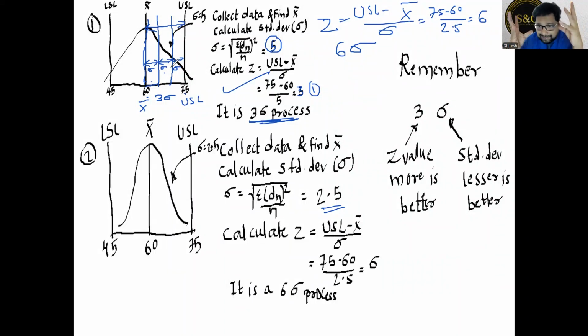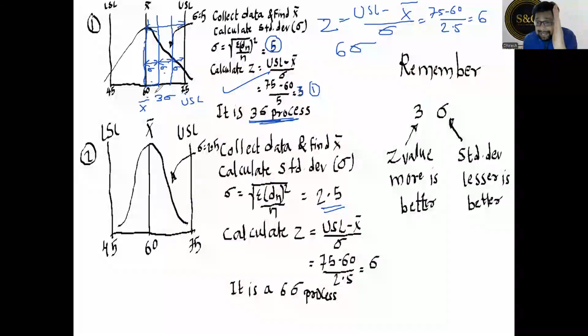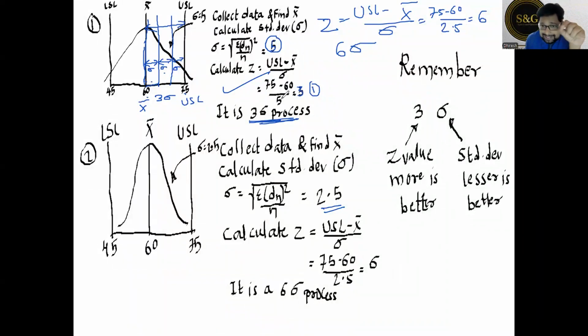It's called a bulb-on moment, when the light in the brain turns on. Bulb-on. Okay. Now, similarly, look at this. Now my standard deviation is 2.5. I can fit 6 of 2.5, 2.5, 2.5, 2.5, 2.5, 2.5. I can fit 6 standard deviations between my USL and X bar. That is my 6 sigma process.